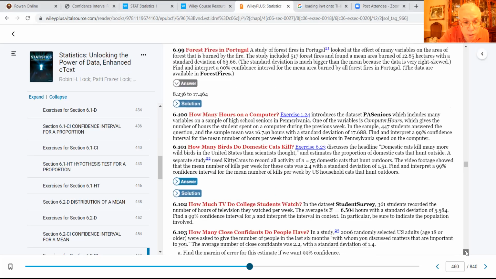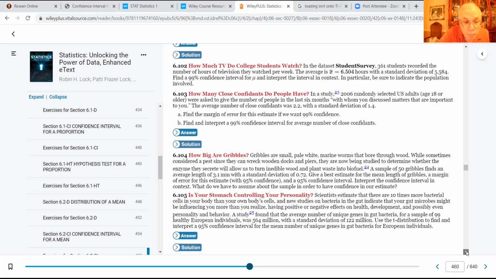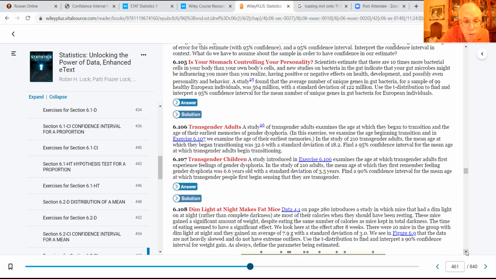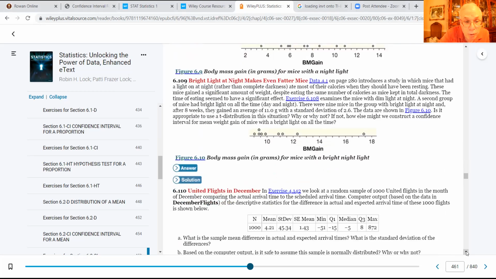And then let me just see if there's anything else here that we can look at. See if we can find something. A lot of different ones here that you could probably do if you want to.